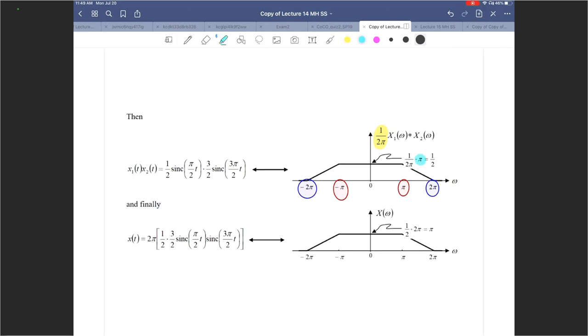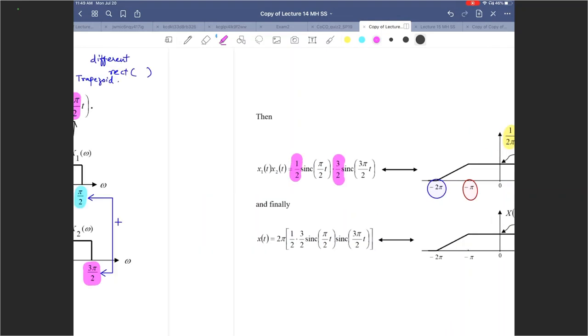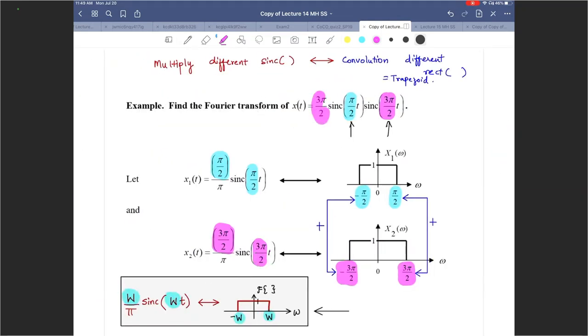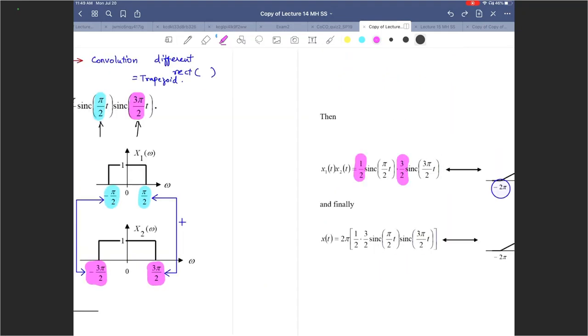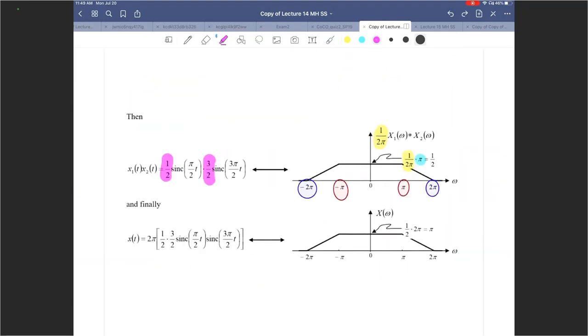And then 1 over 2 pi because of the time domain multiplication property. Multiply them, half. That's the height of the trapezoid. That's it. The last step is to make the 3 over 4 become 3 pi over 2. So from 3 over 4, how can I go to 3 pi over 2? I just multiply everything by 2 pi.